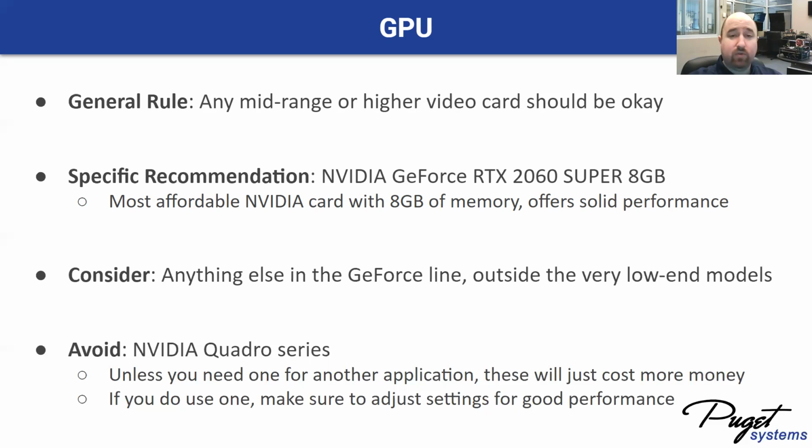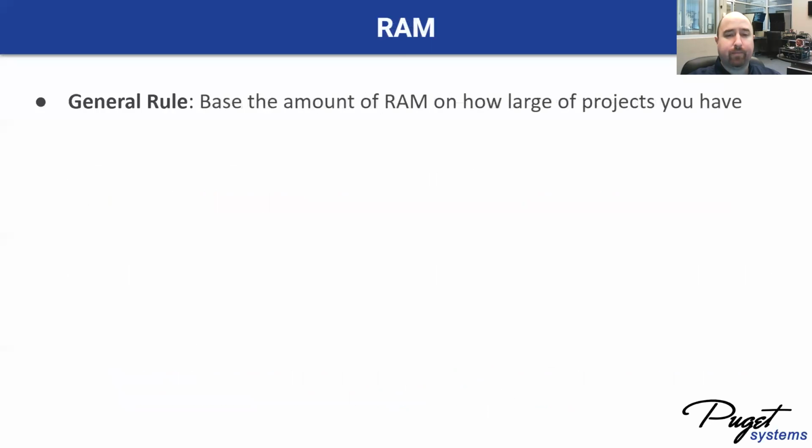If you have to use one for another application, like if you're using an Autodesk application or some other program that really wants a Quadro, just make sure you go visit our website. There's an article we've got about specifically what to do with the settings in order to make sure your Quadro card behaves and performs on par with a GeForce. It's still not going to be faster than a GeForce card, and it will cost you more money. So if you're just doing Pix4D, don't bother. But if you have to have one, there are workarounds to make sure the performance is okay.